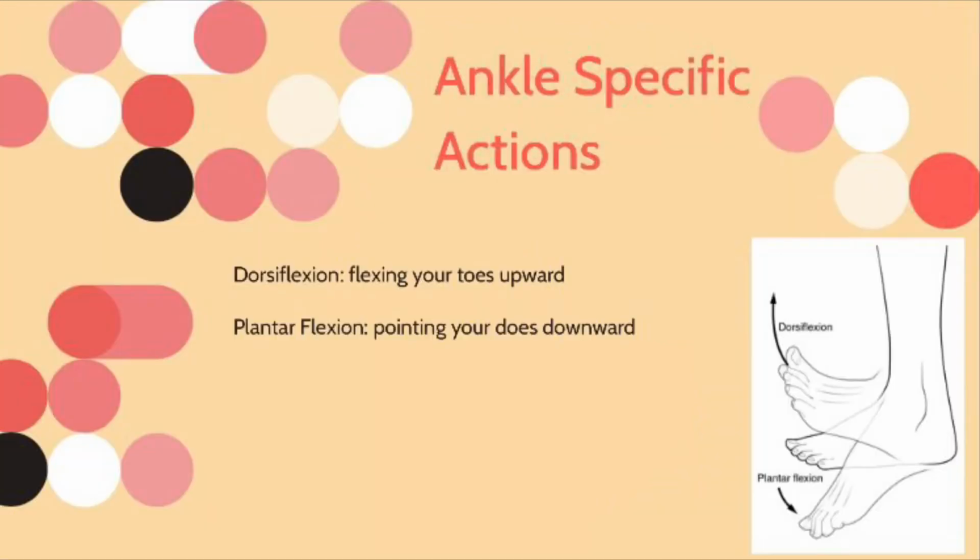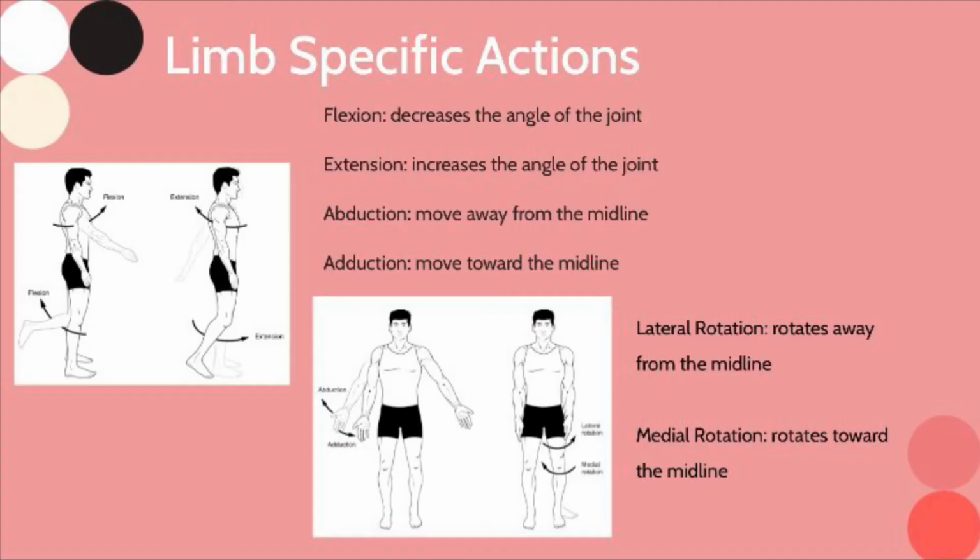The 2 ankle-specific actions include dorsiflexion, which is flexing your toes upwards, and plantar flexion, which is pointing your toes downward. The 6 limb-specific actions are flexion, which decreases the angle of the joint, extension, which increases the angle of the joint, abduction, which moves away from the midline, adduction, which moves towards the midline, lateral rotation, which rotates away from the midline, and medial rotation, which rotates towards the midline.